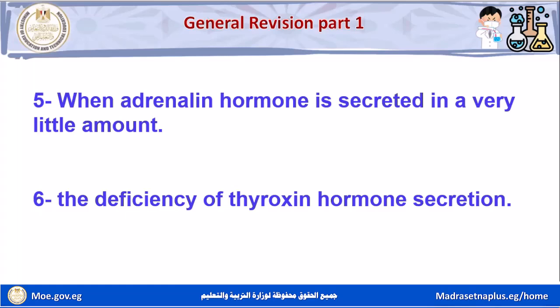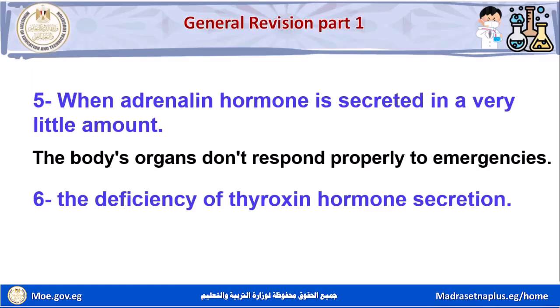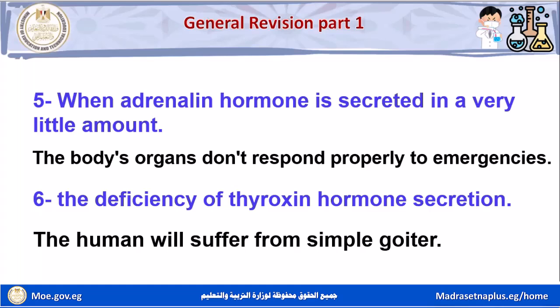Question number 5. When adrenaline hormone is secreted in a very little amount, the body's organs don't respond properly to emergencies. Question number 6. The deficiency of thyroxine hormone secretion: the human will suffer from simple goiter.